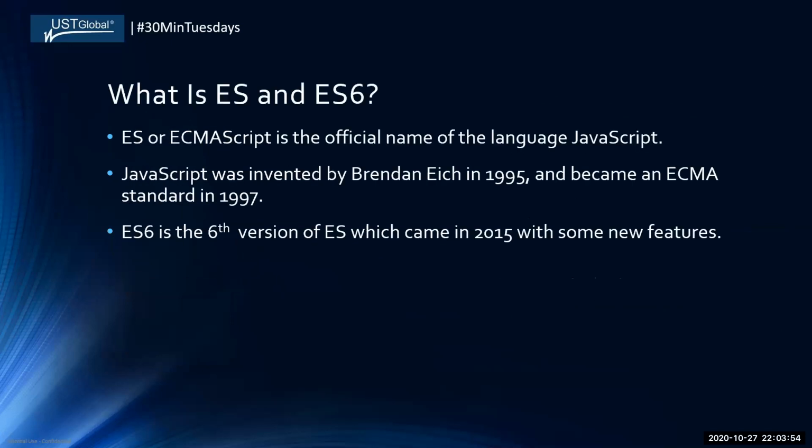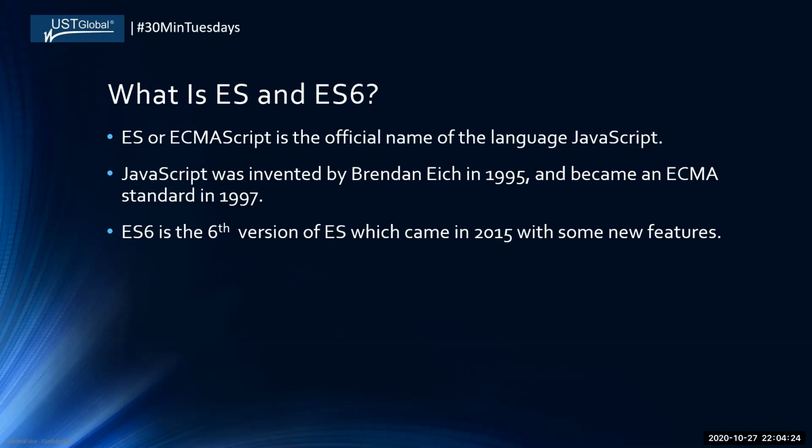What is ES or ES6? So ES, or ECMAScript, is the official name of the language JavaScript, and it was invented by Brendan Eich in 1995. So in 1997, the first standard of ECMA came into picture. So ES6 is the sixth version of ES, which came in 2015 with some new features. And currently, the 10th version is going on for ECMAScript, which came in June 2019.